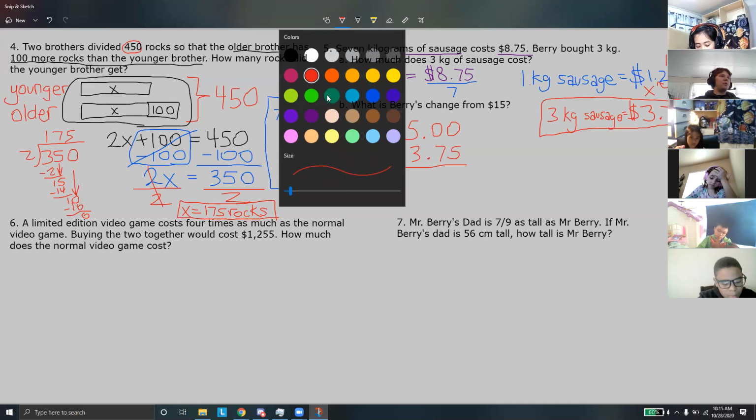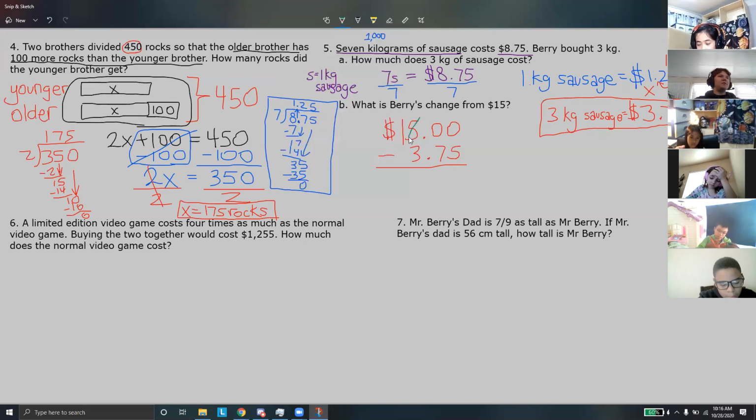Okay, and now we're going to do 0 minus 5, can't do that. So take from this 5, make it 4, make this 10, take from the 10, make it a 9, make it a 10. Okay, 10 minus 5 is 5, 9 minus 7 is 2, 4 minus 3 is 1, 1 minus nothing is 1. Drop the decimal. Boom, Mr. Barry has $11.25 after that. Great. Okie dokie. Next question.